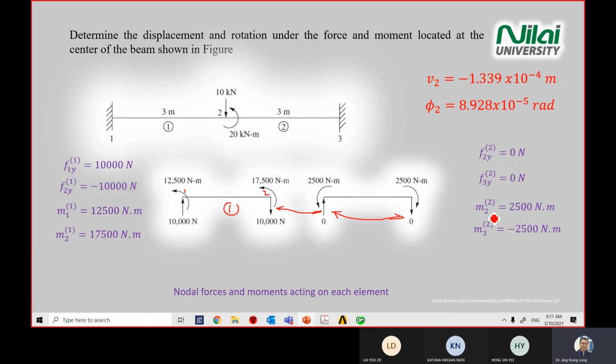Then the next one, we look at the number that you calculate, positive value for point 2. For element 2, you get 2500 positive, so it's anti-clockwise. M3, point 3 negative value, so it's a clockwise. You need to know how to draw a free body diagram from the answer. You will carry some marks for this one.